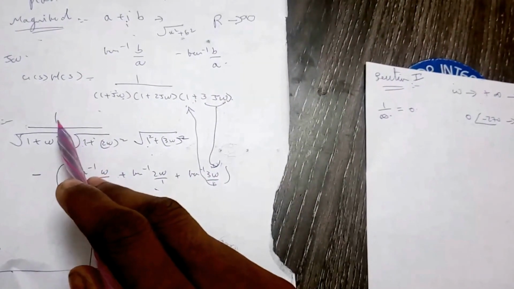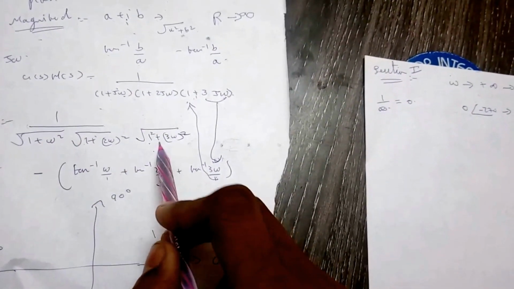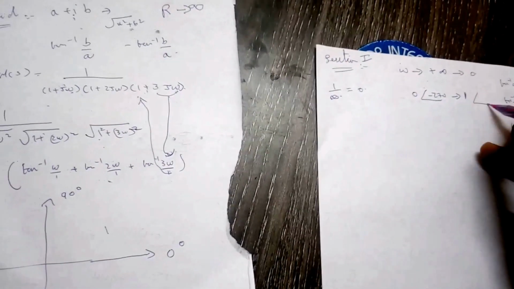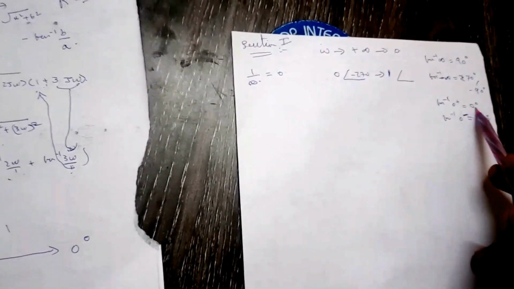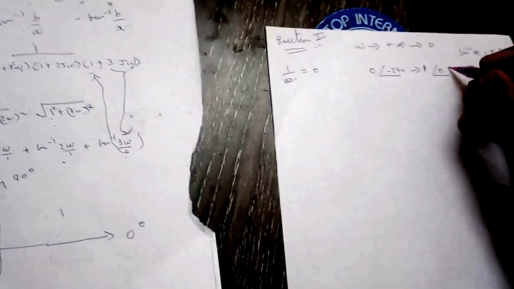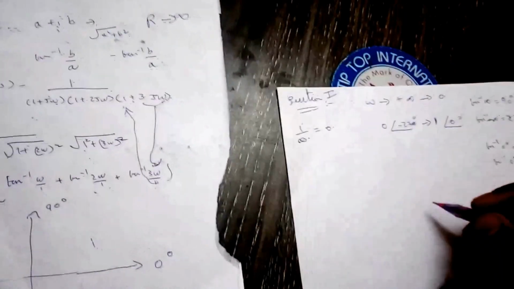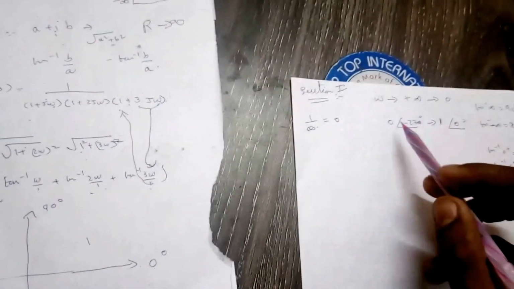Now we will be having the magnitude and phase for omega equal to 0. Substituting it here, we get the magnitude as 1 by under root of 1 into under root of 1 into under root of 1. So the magnitude is 1. And coming to the phase, minus tan inverse of 0 plus tan inverse of 0 plus tan inverse of 0. For tan inverse of 0 we have 0 degrees angle. So 0 plus 0 minus 0 is 0 degrees. So this is where the plot starts and ends in section 1.